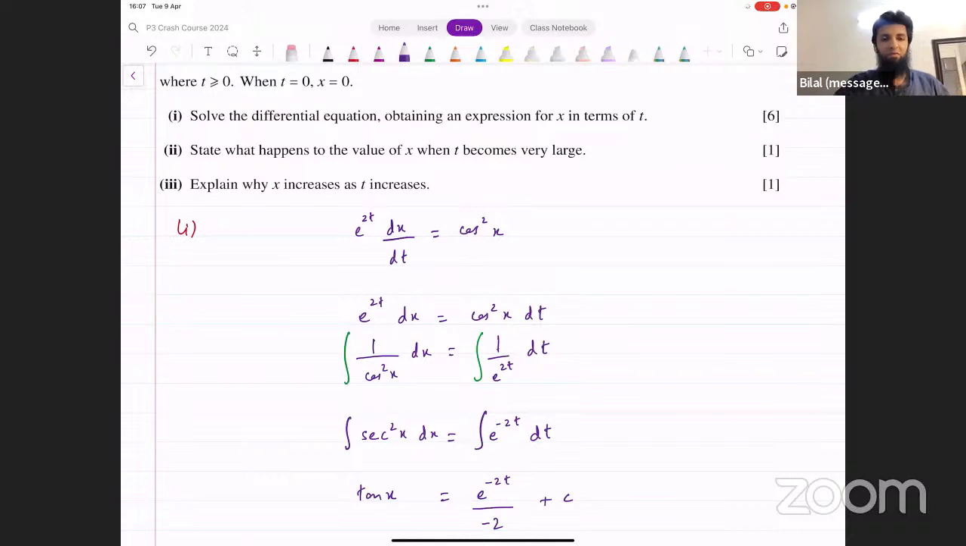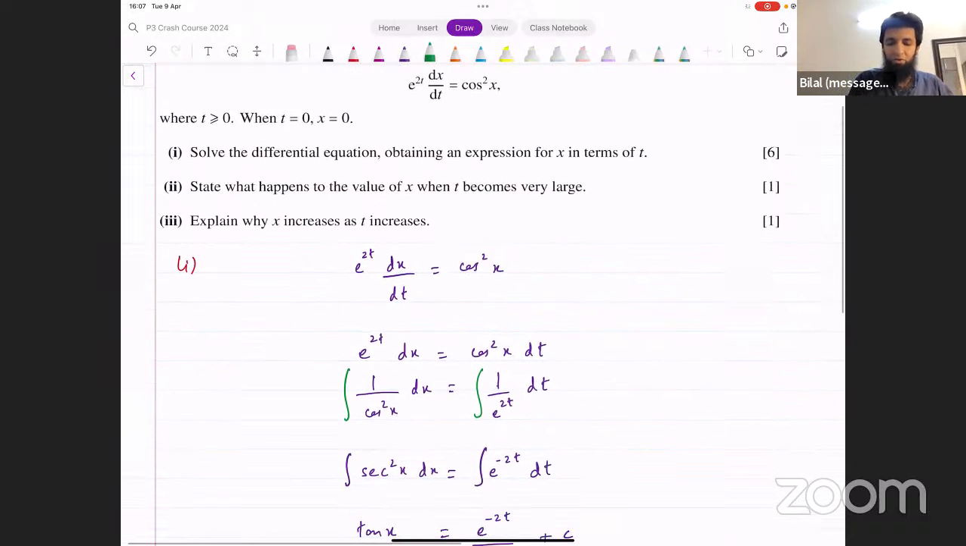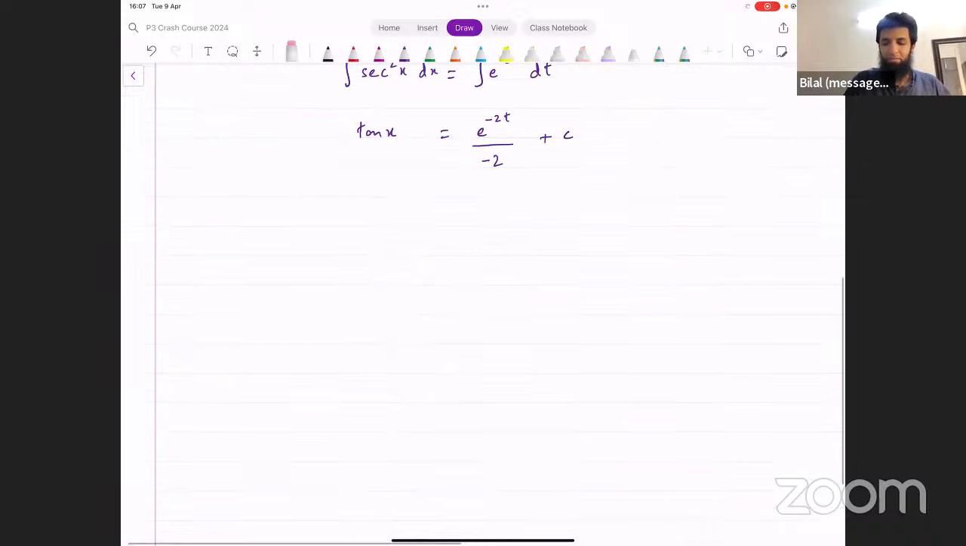Now, the next thing we have to do is find the value of c somehow. How do you find the value of c? You've got this point given. It says t equals 0, x equals 0. When t equals 0, x equals 0. We can use that to find the value of c now. Let's simplify this first. It becomes tan x equals minus 1 over 2e raised to the power 2t. So I'm just making this power positive. I could write it in the denominator, or you can leave it in the numerator as well. That's perfectly okay.